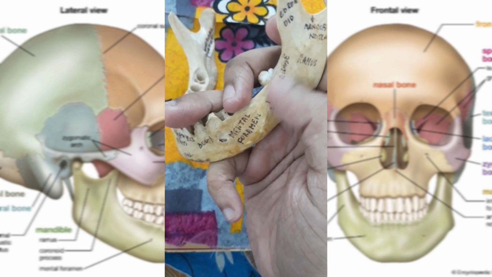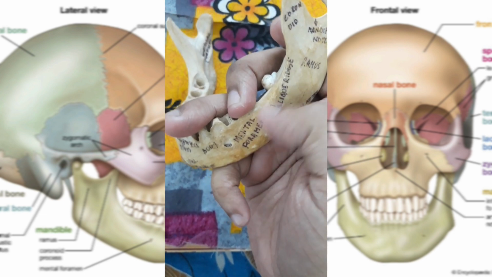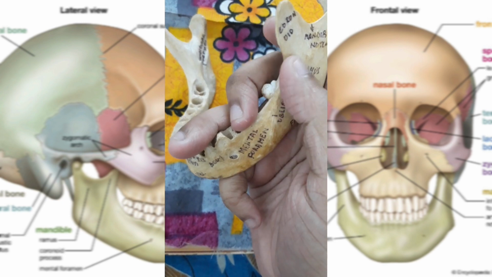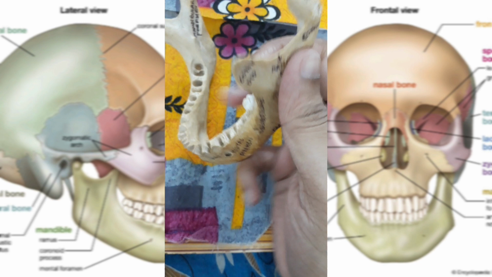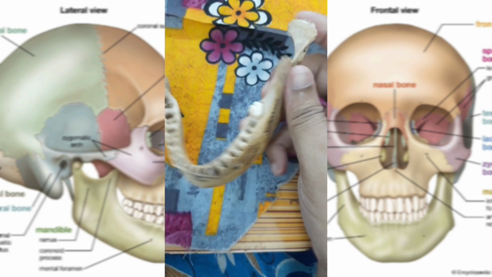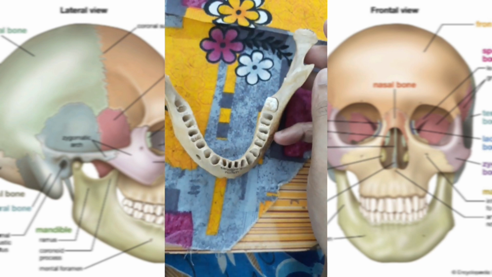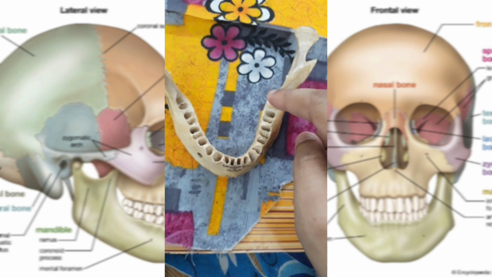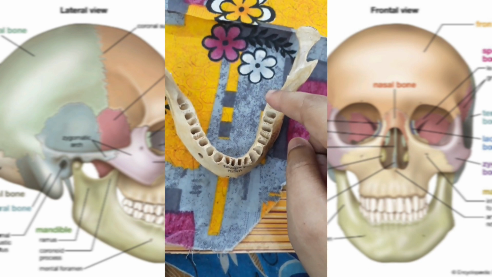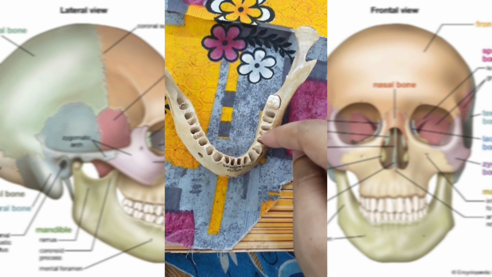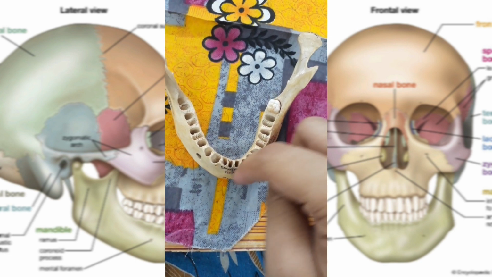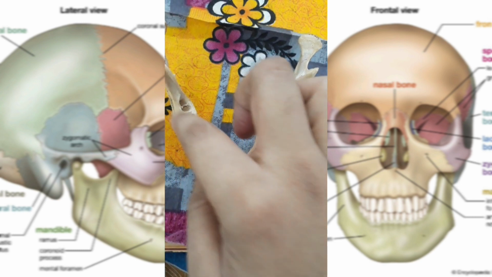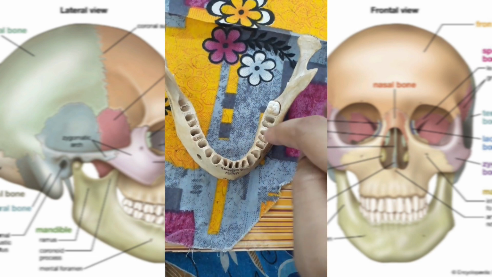Next we have to learn the muscles attached to the ramus. There are mainly four muscles. These are the masseter muscle, temporalis muscle, lateral pterygoid and the medial pterygoid muscles. What are these masseter muscles? The masseter muscle is inserted on the outer surface of the ramus, while the temporalis muscle is inserted into the coronoid process, the anterior border and the inner surface.